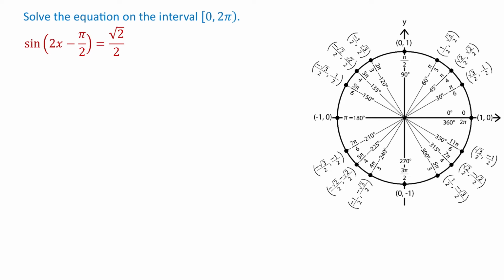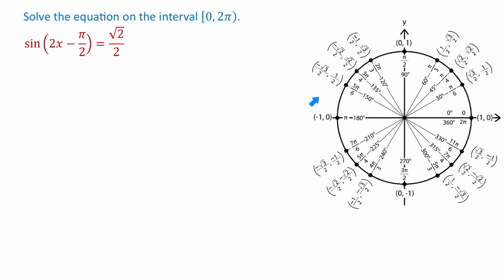Hello! In this video, we will solve the equation sine of 2x minus pi over 2 equals square root of 2 over 2. When we find x, the values of x have to be on the interval from 0 to 2 pi. And to solve this equation, we will use the unit circle.